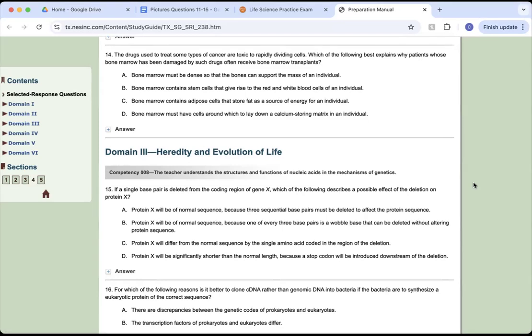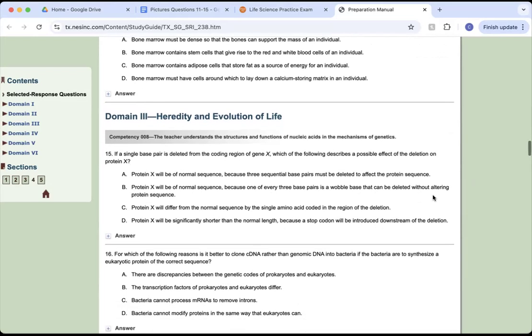And I realized we never read the answer choices. So B is the correct answer. It says bone marrow contains stem cells that give rise to red and white blood cells. So again, knowing that red and white blood cells that are made in the bone marrow are rapidly dividing cells is what they're really targeting us with this question.